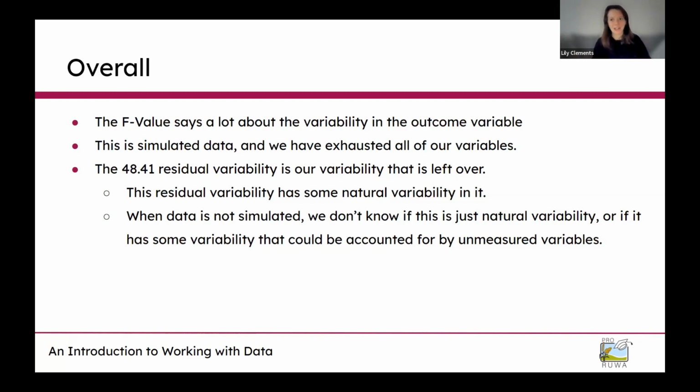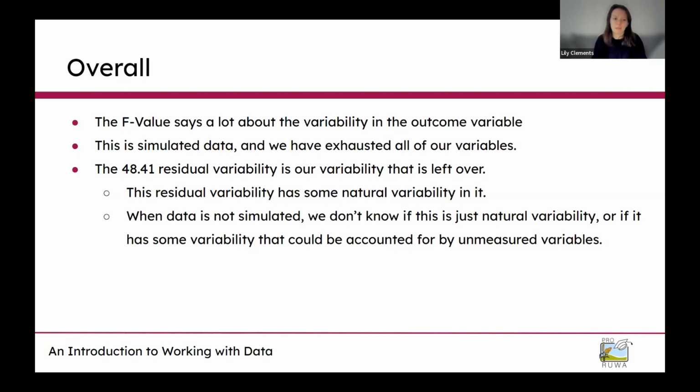In real life, data's not simulated, so you can never know for certain if the remaining variability is natural or if it's a mix of natural and unaccounted for. Looking at the F value, particularly if it's much less than 1, as we saw in the first case, is a great way to help indicate if there is still remaining unaccounted for variability. And we look at this a bit more in the next video on dummy variables.